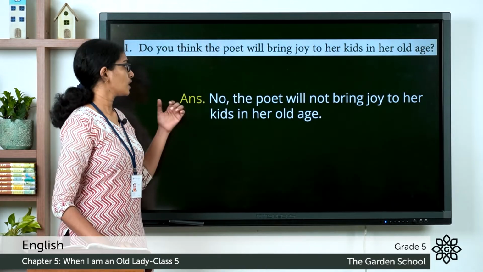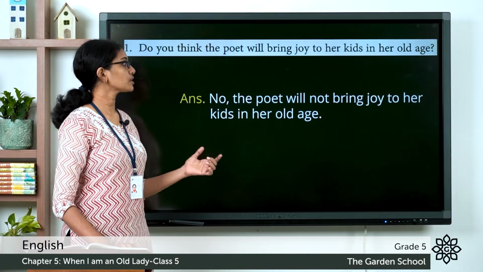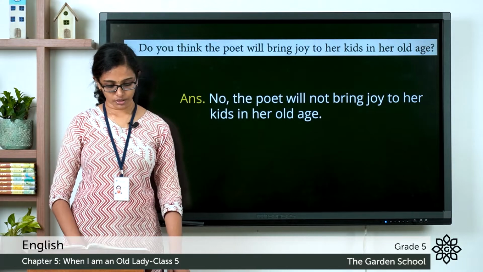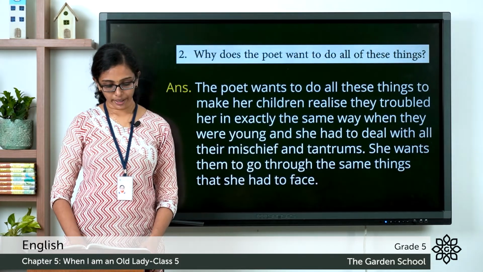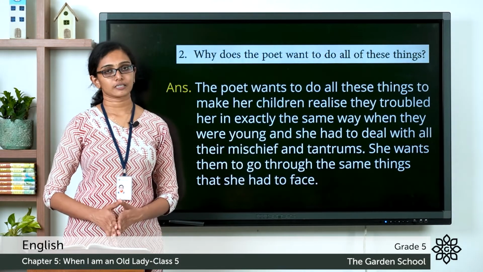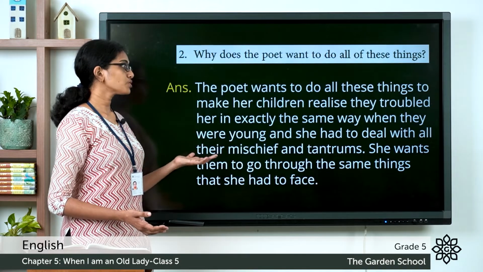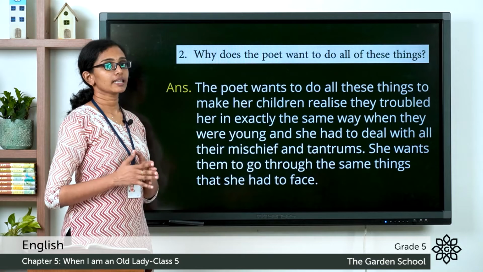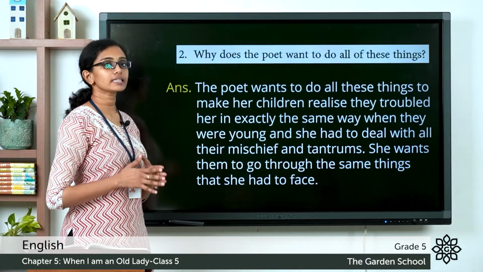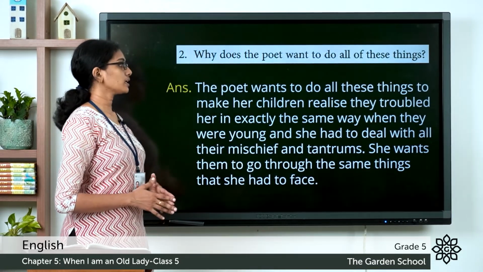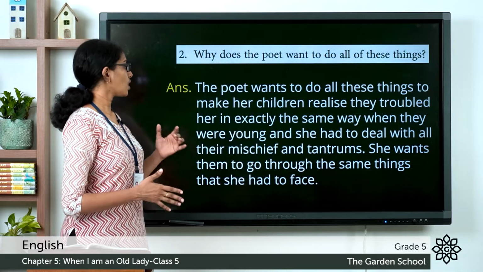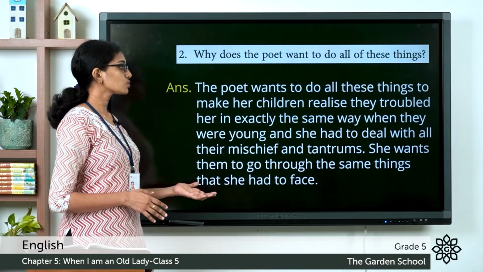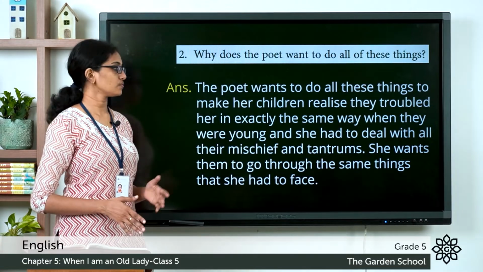I think, no, the poet will not bring joy to her kids in her old age. Question number 2. Why does the poet want to do all of these things? I think the poet wants to do all these things to make her children realize they troubled her in exactly the same way when they were young and she had to deal with all their mischief and tantrums. She wants them to go through the same things that she had to face.